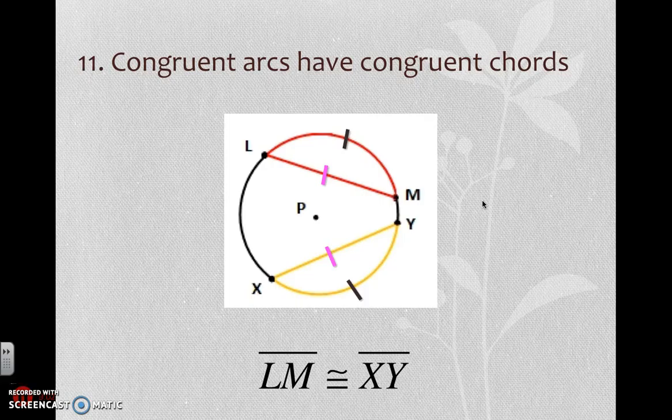So this is the same as the previous theorem, but backwards. And so it is important how you word it because it depends on what you start by knowing. If you start by knowing that the arcs are congruent, then this is the one you would use. Congruent arcs have congruent chords.